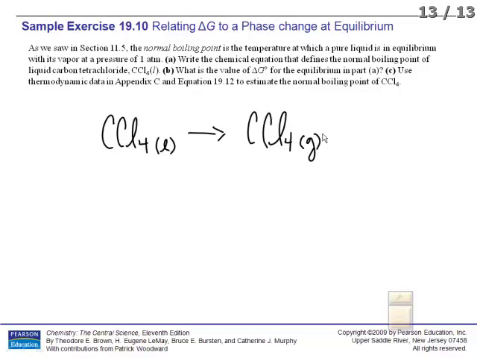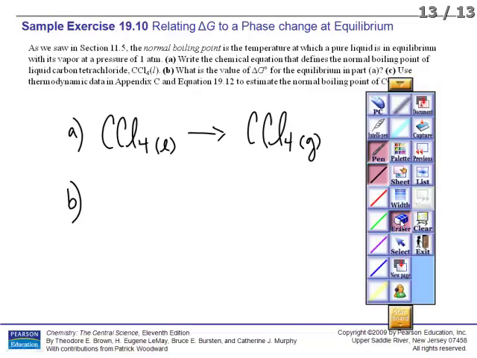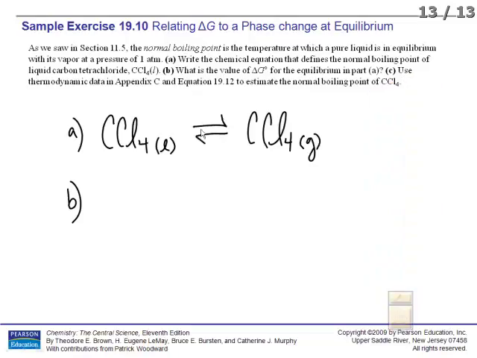What is the value of delta G for the equilibrium in part A? Alright, so part B. Oh, by the way, they said at boiling point, so sorry, it's not a full arrow. Almost forgot. Alright, so second part. Since this is going to be at equilibrium, that means that the value of your delta G is going to be 0.